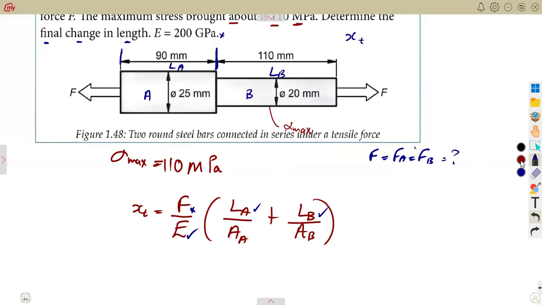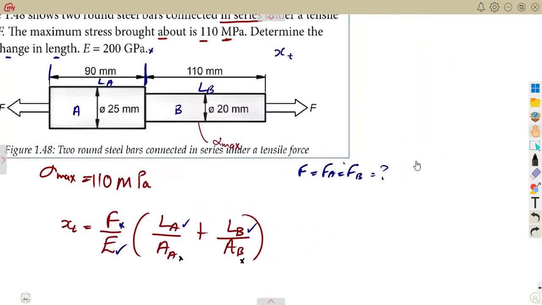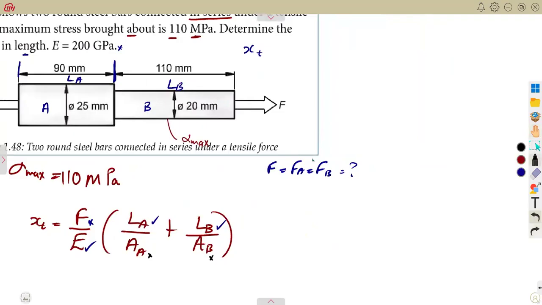The areas are not there. We do not have the area at A, and we do not have the area at B. We are given their corresponding diameters. So there is a need for us to calculate the force and the area. In the calculation of the force, we will need to work with area, so it's best to start with the areas first, because to have the force we need the areas. So let's start by calculating the areas.